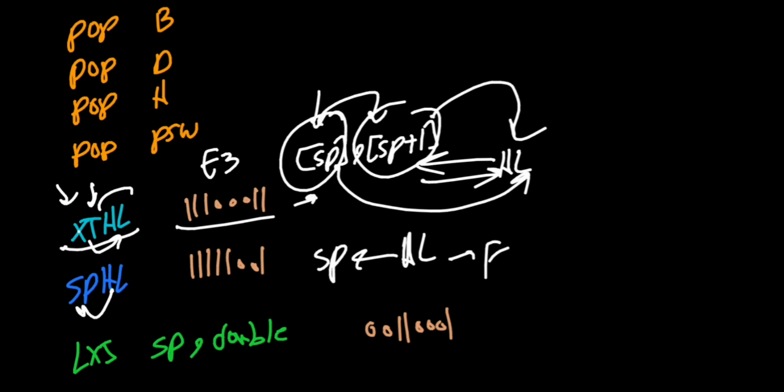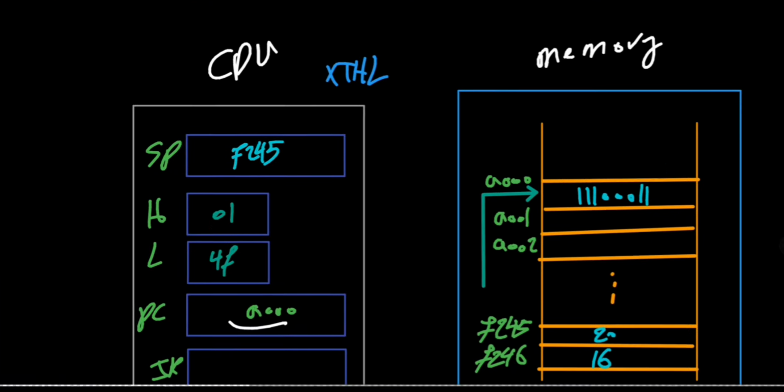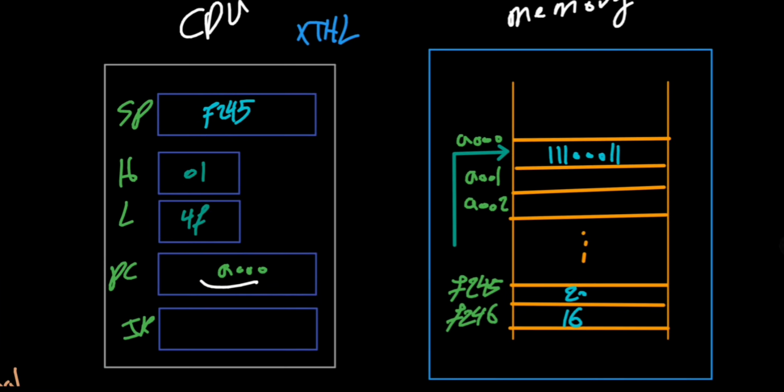Because this is a bit harder than others, I want to show you everything in the CPU and also memory here. So let's say that the PC is pointing to A000 in hex, meaning that we are at this location. The contents at this location would be fetched into IR. We have 11100011, which is E3 in hex. Now the fetch step has been done. The CPU needs to go execute the other steps as well. The first thing is that the SP is pointing to F245.